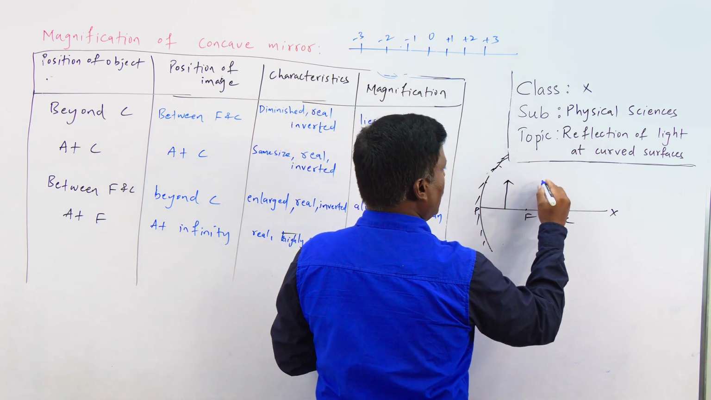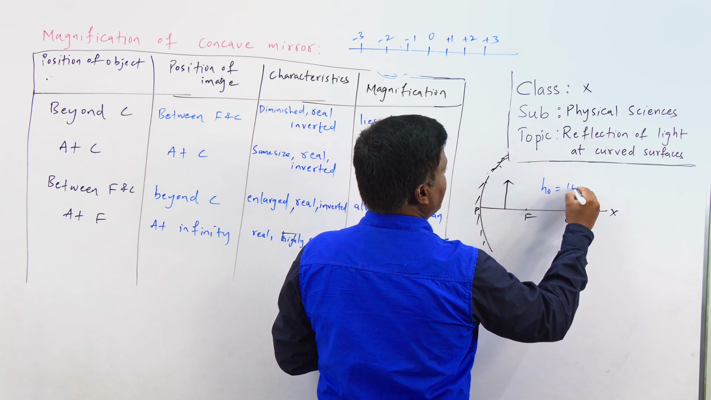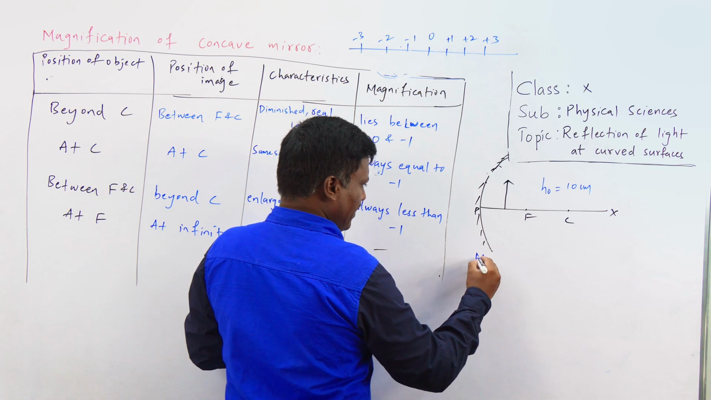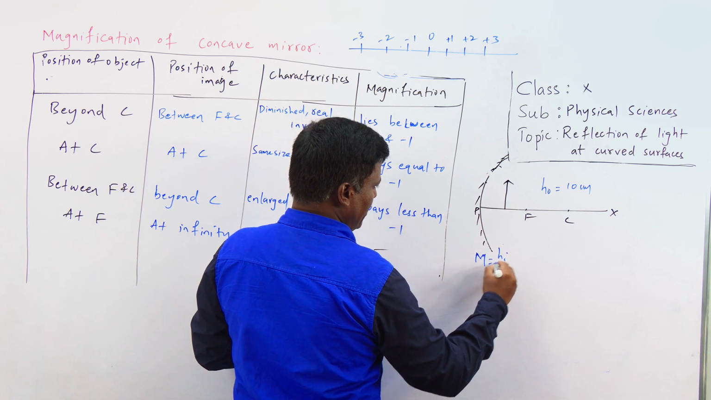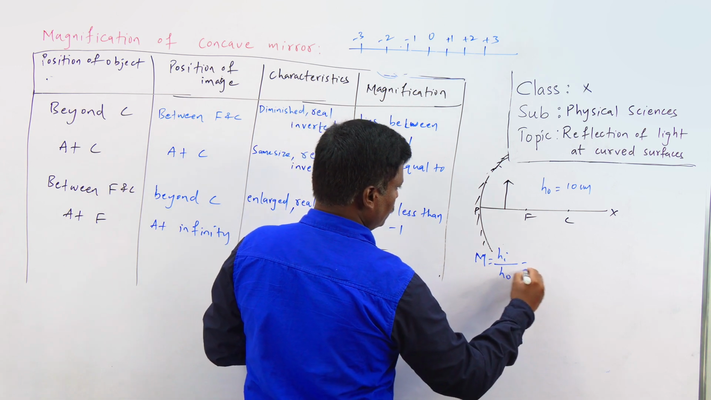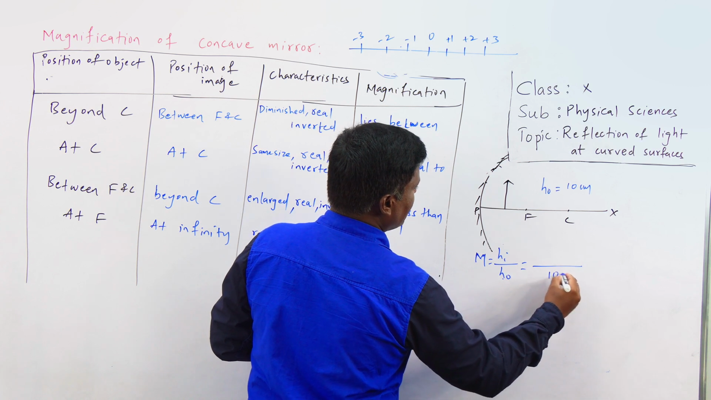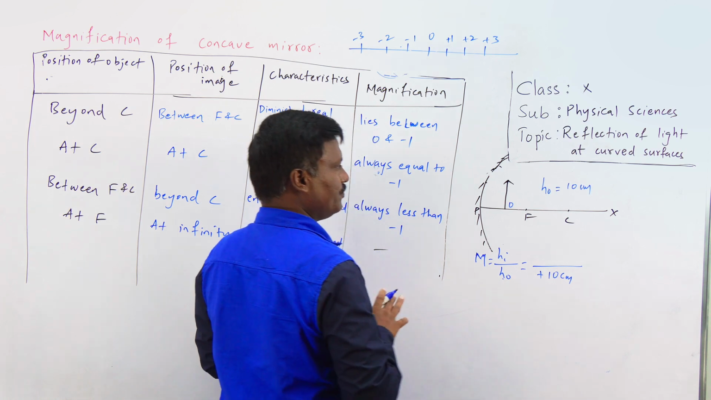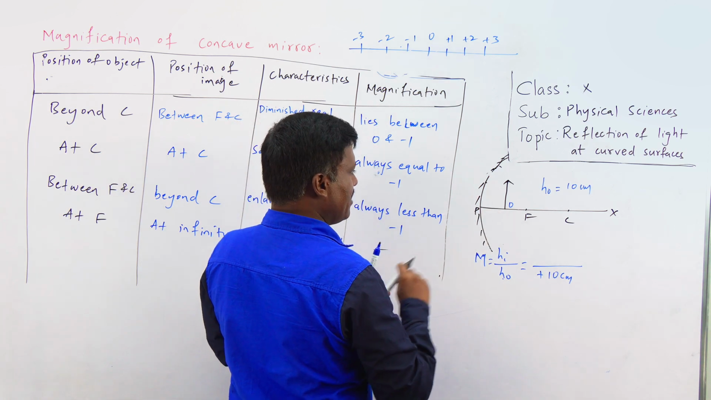What is the height of the object? 10 centimeters. Let's say 10 centimeters. We are going to find the magnification formula, height of the image by height of the object. What is the height of the object value here? 10 centimeters. This object is upward of the principal axis, so positive. Okay, now where does the image form?